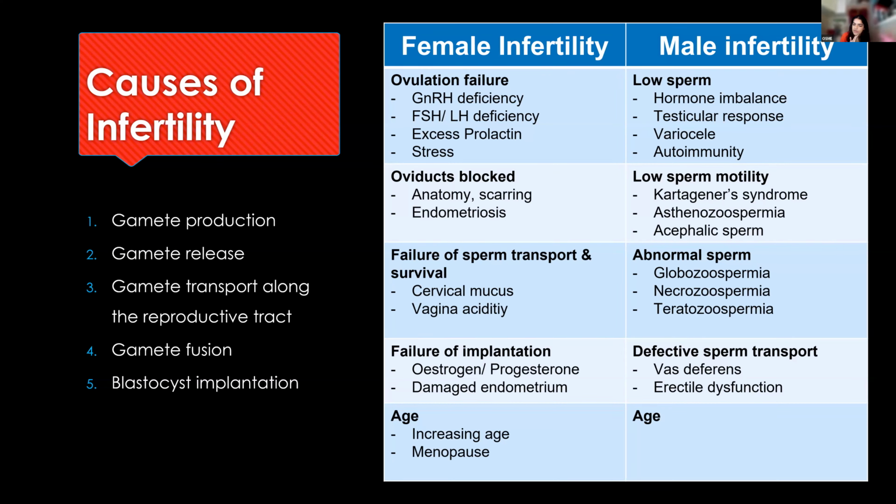GnRH deficiency can cause ovulation failure, and this is when the hypothalamus, which releases GnRH to stimulate LH and FSH from the anterior pituitary, for some reason doesn't work. In terms of treatment, you can give GnRH agonists in a pulsatile pattern for this. And from that, FSH and LH deficiency can also prevent ovulation.